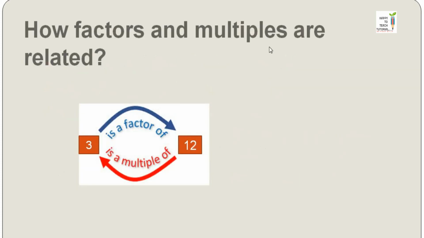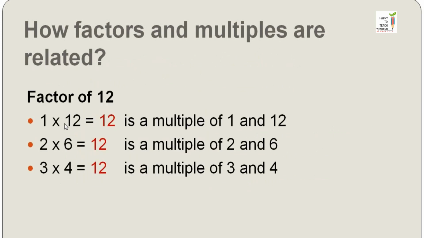Next, how factors and multiples are related. 3 into 4 is equal to 12. So 3 is a factor of 12 and 12 is a multiple of 3. Next, 12 is a multiple of 1 and 12. In the same way, 12 is a multiple of 2 and 6, and 12 is a multiple of 3 and 4. The numbers involved in all these products are the factors of the given number, which are 1, 2, 3, 4, 6 and 12. So factors of 12 are 1, 2, 3, 4, 6 and 12.